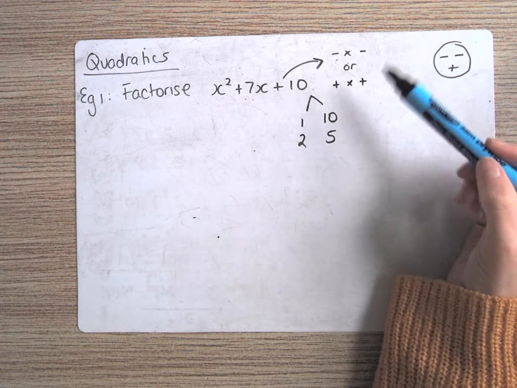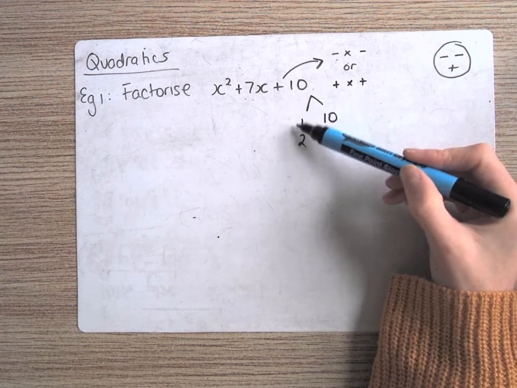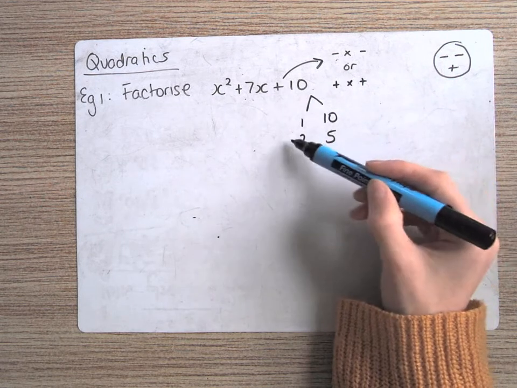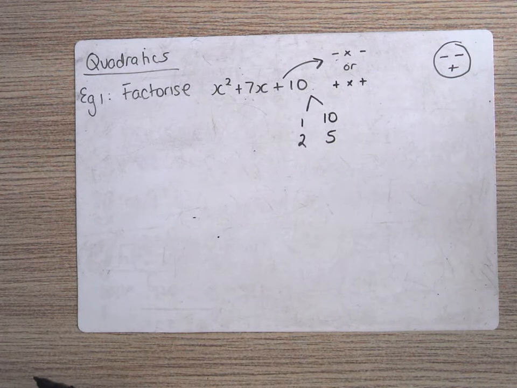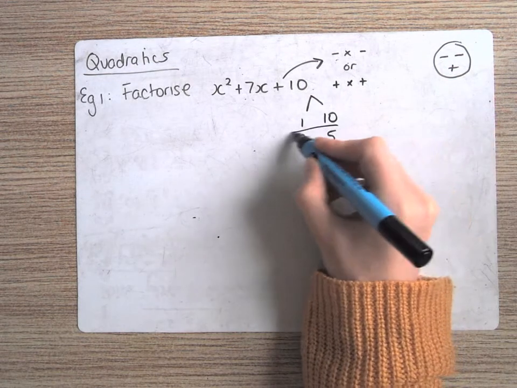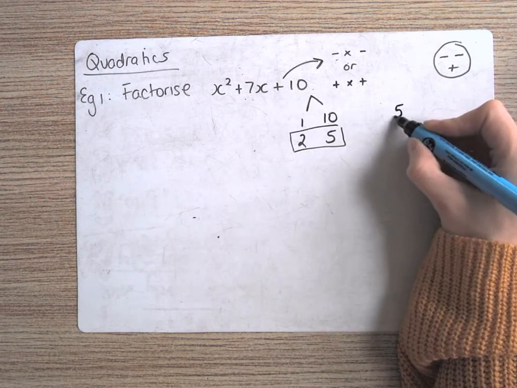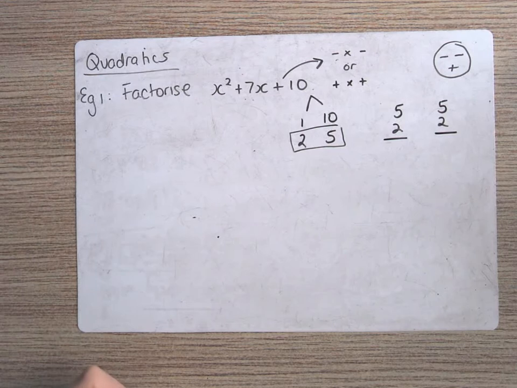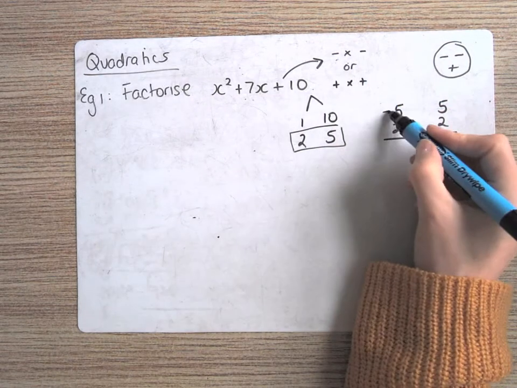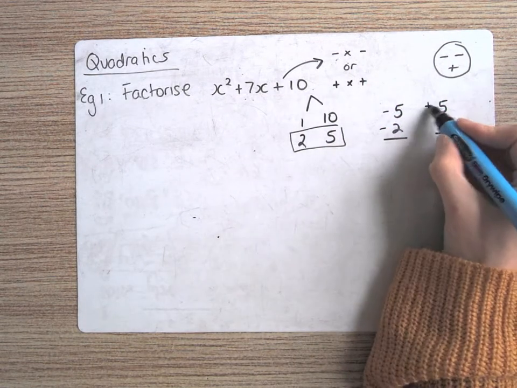Now, I need a set of these, either the 10 and the 1 or the 5 and the 2, that are going to add together to give me the 7. What's it going to be? 5 and 2, isn't it? So it's these two. Now over here you're going to write 5 and 2. You're just doing a little check. Now I know both my signs can be minuses or both my signs can be plus.